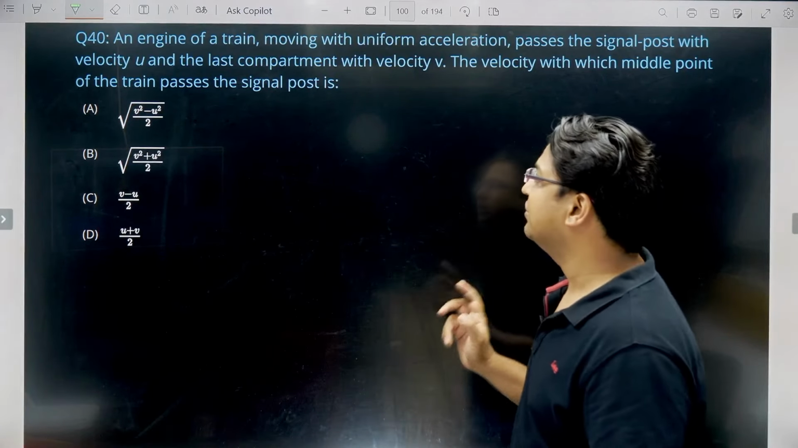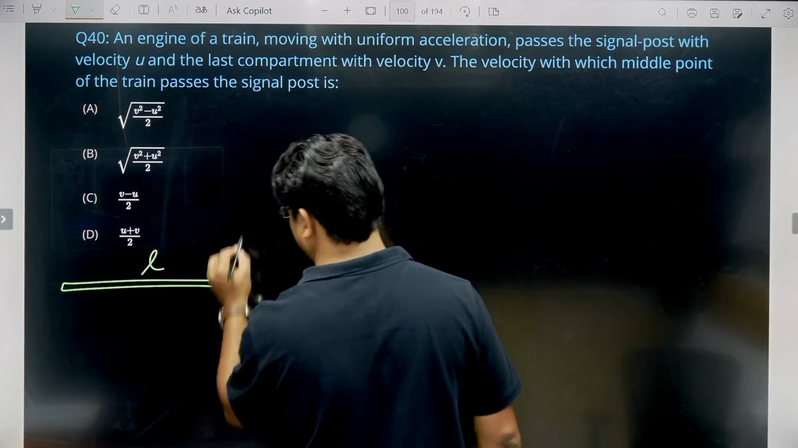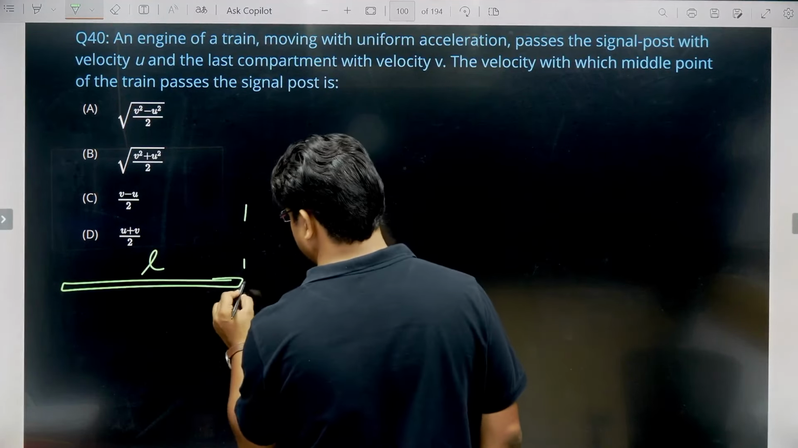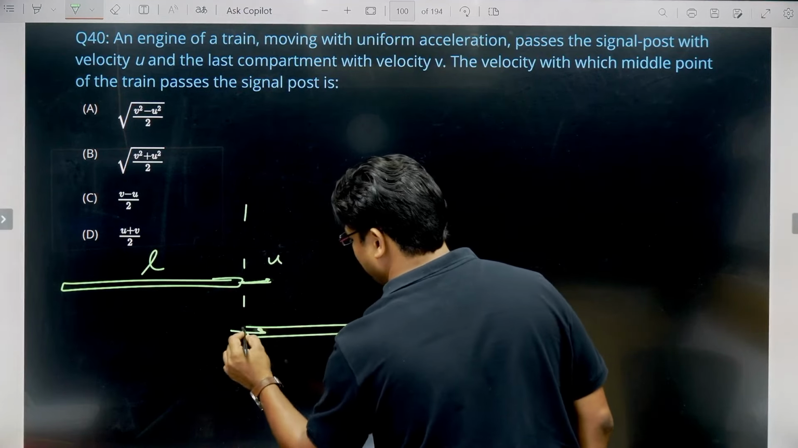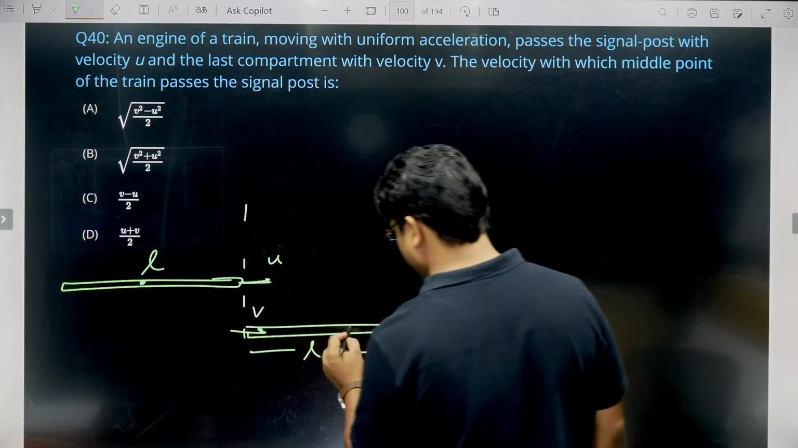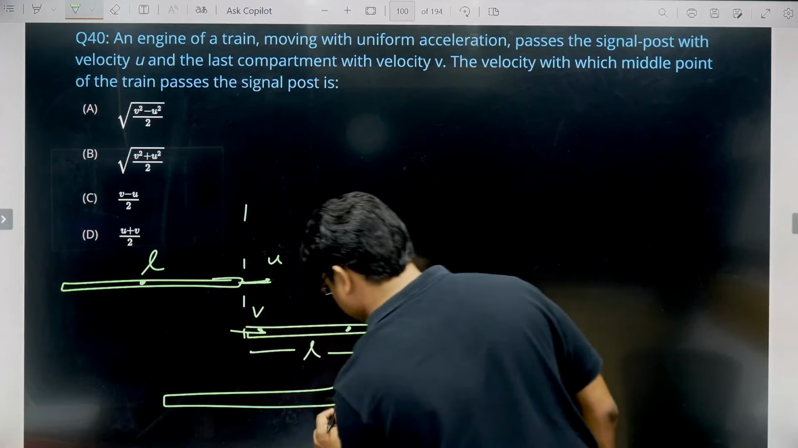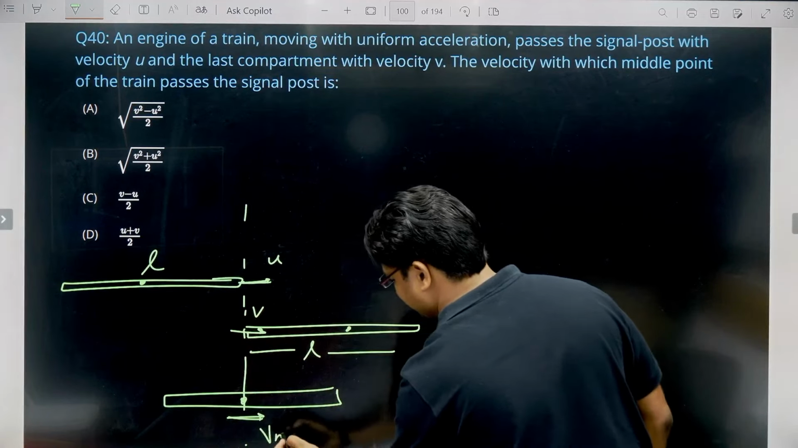So what is the situation? This is the train. Let's say the length is L. Let's say this is where the signal post is. This point crosses with a speed u, and then when the train is here, the last point crosses with a speed v. Now we want to know what was the speed when the midpoint of the train was crossing the same location. Let's say at this point the speed was Vm.